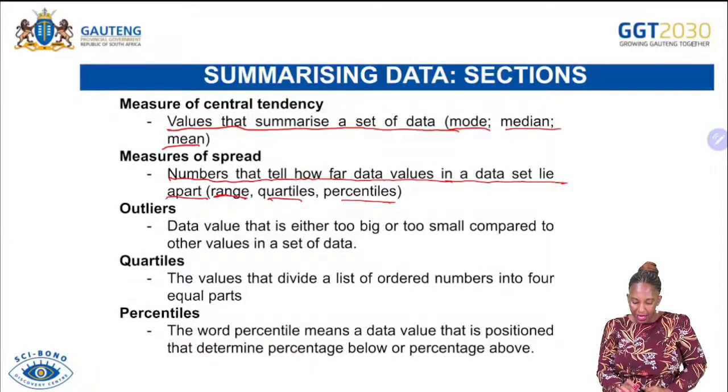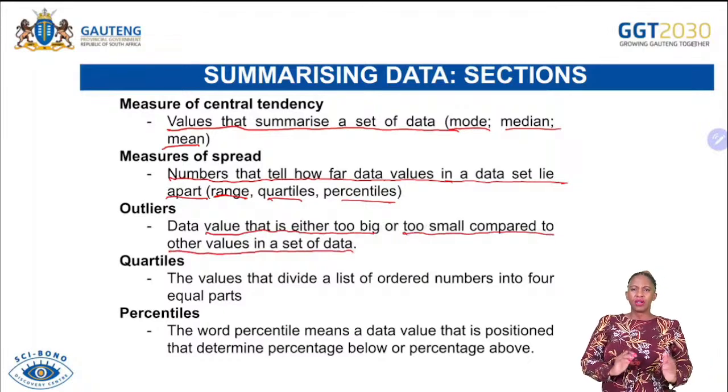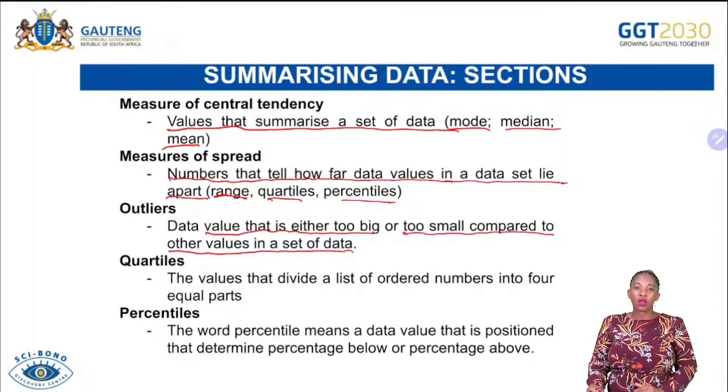Now we say the outliers are data values that are either too big or too small compared to other values in the set of data. Now let's make an example. At the school, the people who are working at the gate, our scholar patrollers or our groundsmen, they don't earn the same salary as the principal.